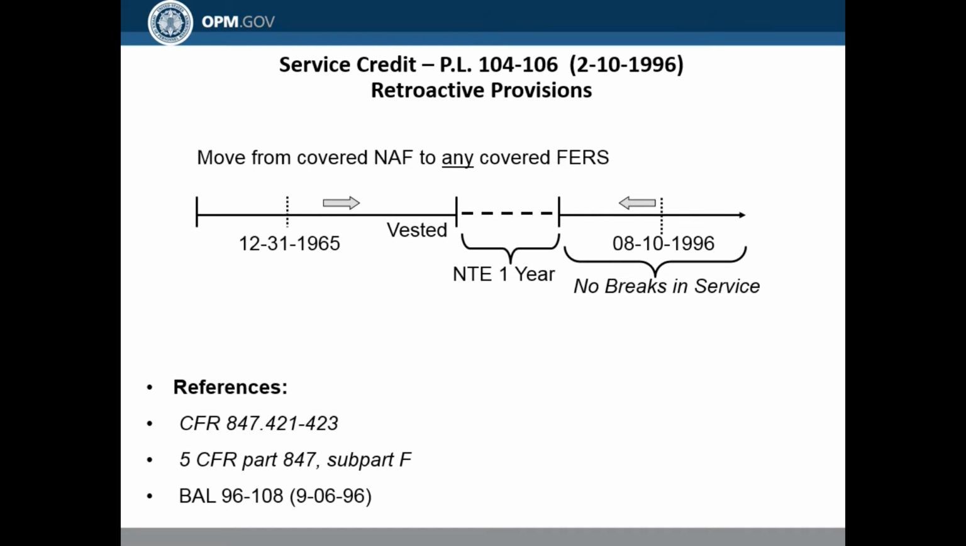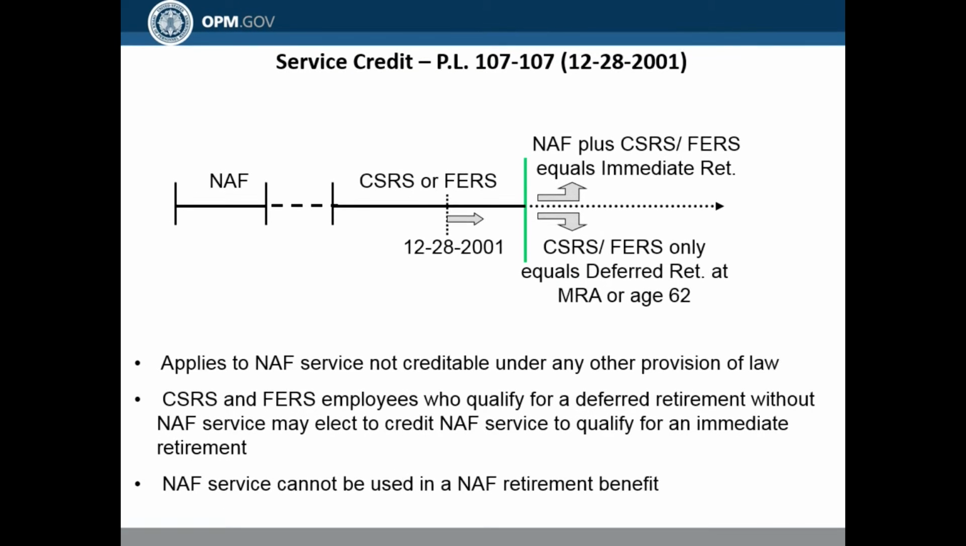So again, we've got somebody who moved from a covered NAF to a covered FERS position under Public Law 104-106 from 12/31/1965. They were vested. They had a break of less than a year. Then that occurred between 6/10/96. So again, we're looking at the same thing. And your references here are the CFR 847-421 to 423. Again, we've got Part 847, Subpart F, and again, BAL 96-108 is another reference for you.